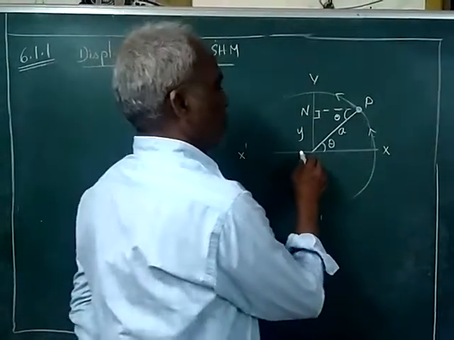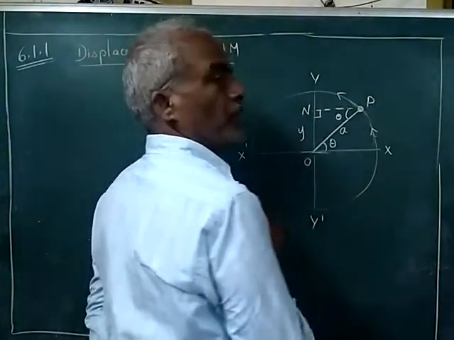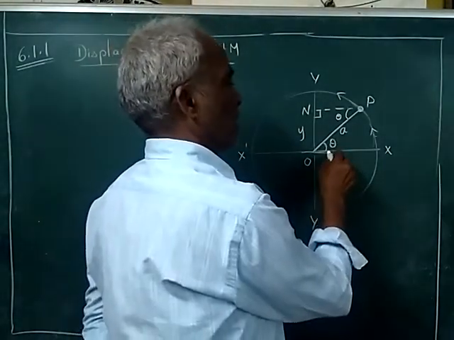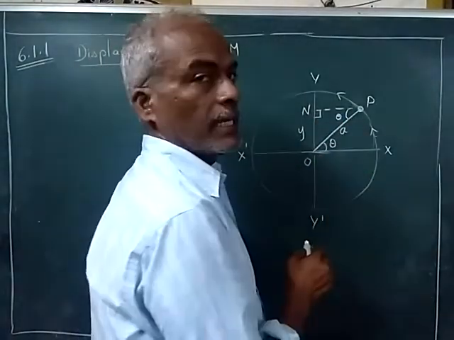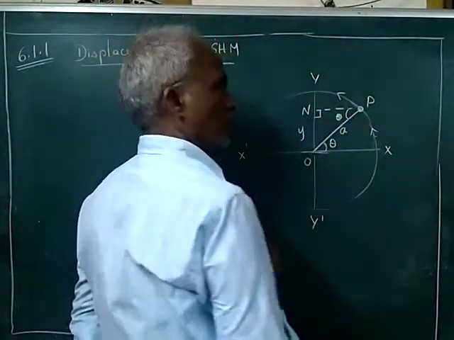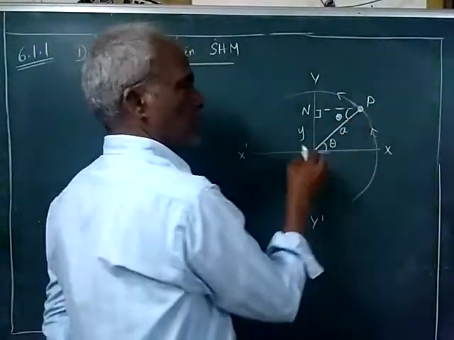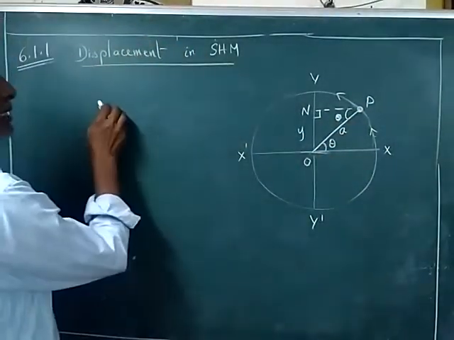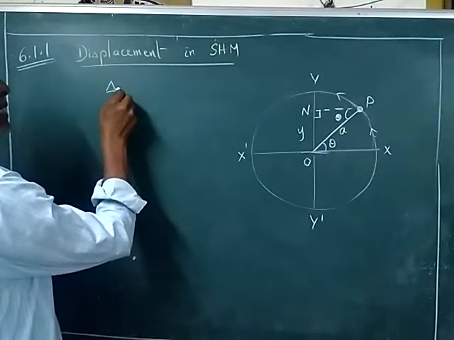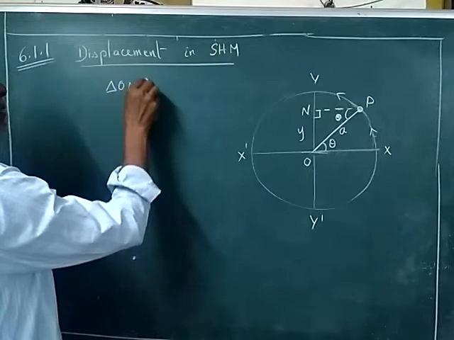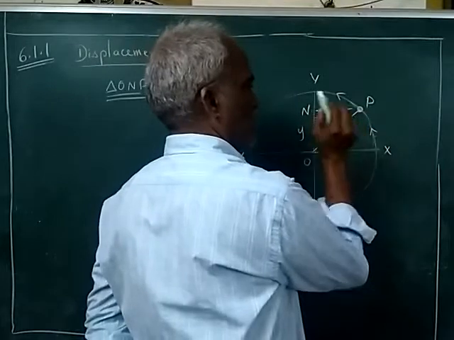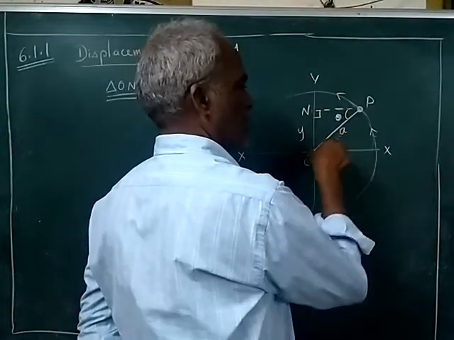So now what we do is we consider a particular point. This particle is moving with a constant velocity and makes an angle theta. So these two are parallel lines. Since this is theta, this is also theta. This is also theta. Now consider this right angle triangle, the triangle ONP. Now this is theta, this is the opposite side, and this is the hypotenuse.